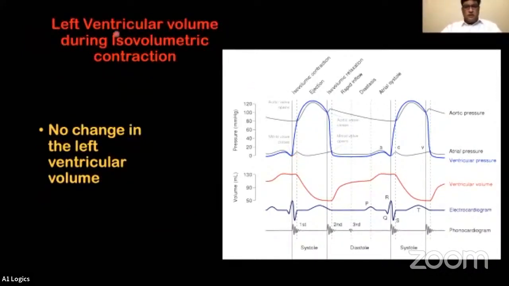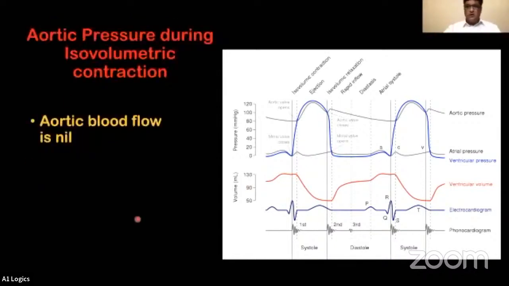Then what happens to the left ventricular volume during isovolumetric contraction? As I told you, there is no change in the volume. It is isovolumetric. So if you see this red line in this phase, then it is just flat. So there is no change in the left ventricular volume.